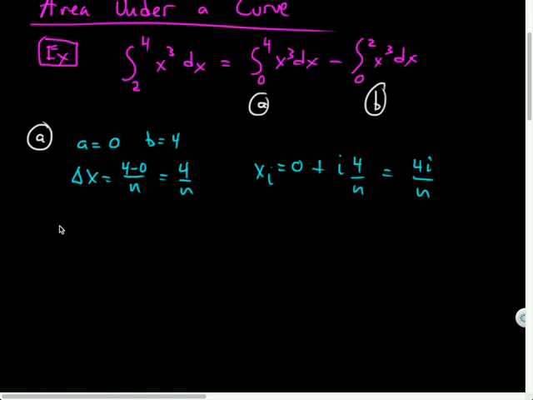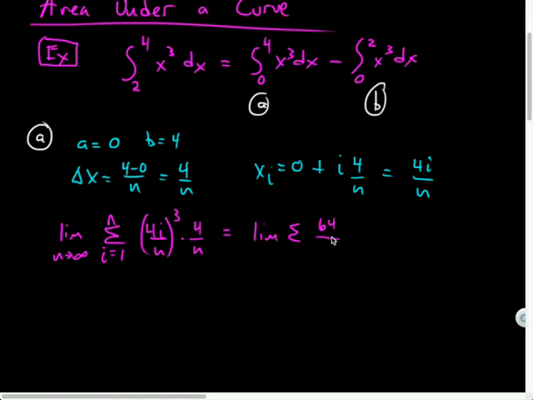So this is going to be the limit as n goes to infinity of the sigma from i equals 1 to n of f of x sub i, so 4i over n cubed, times delta x, 4 over n. So the limit of the sigma of this is going to be 4 cubed, 64, times i cubed over n cubed, multiplied by 4 over n, which is going to equal the limit of the sigma of 64 times 4, which is 256, times i cubed over n to the 4th.